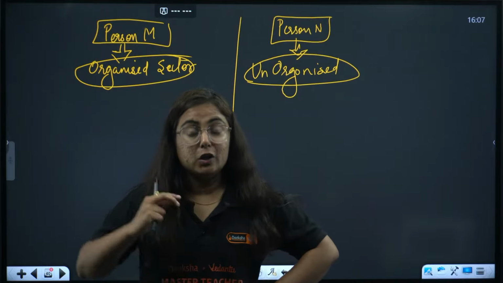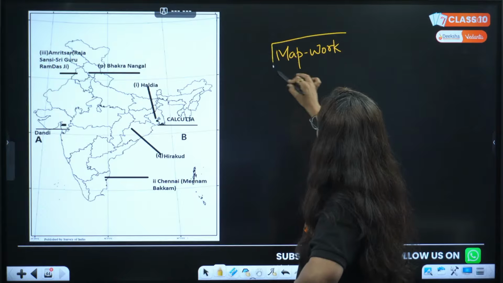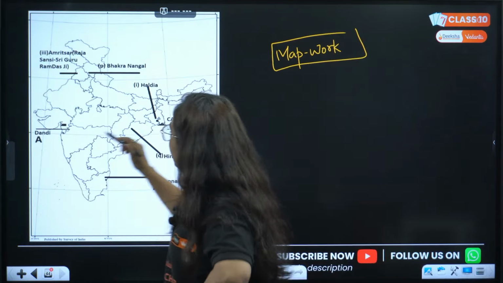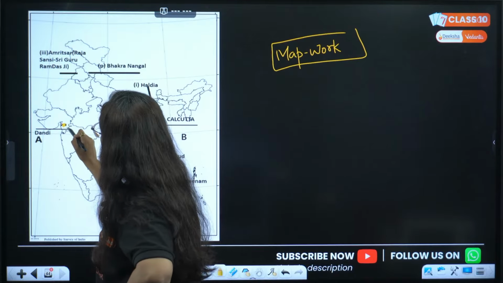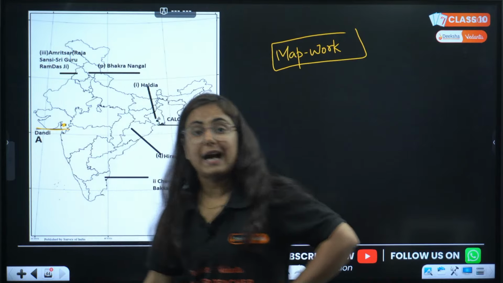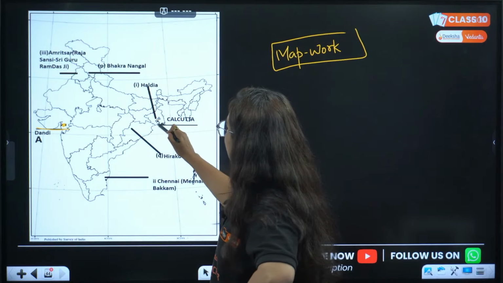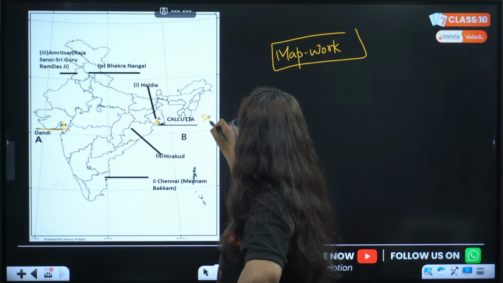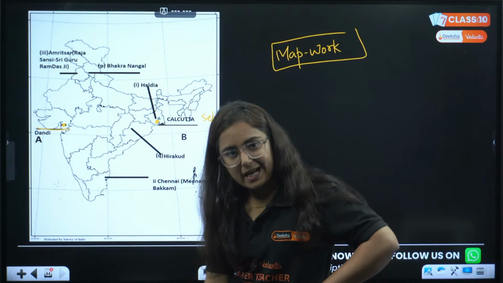Fine, Kunal, Aryan Yadav, hello. So this was all we need to study from the sample paper. This is the last thing, that is map work. The question from history will come like this: they will mark Dandi here, and you need to just identify it. They will mark Calcutta, the session that was organized in September. You need to just identify it.